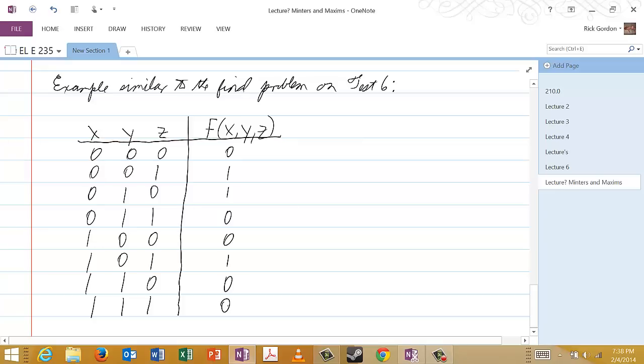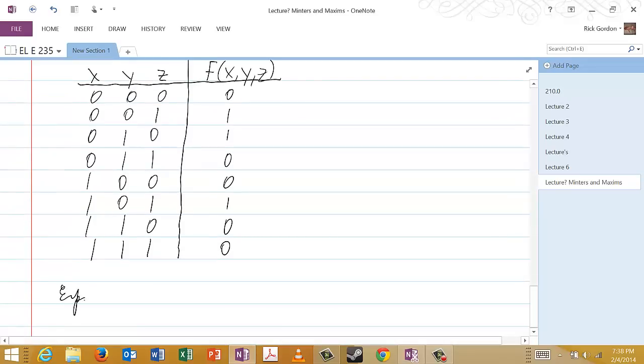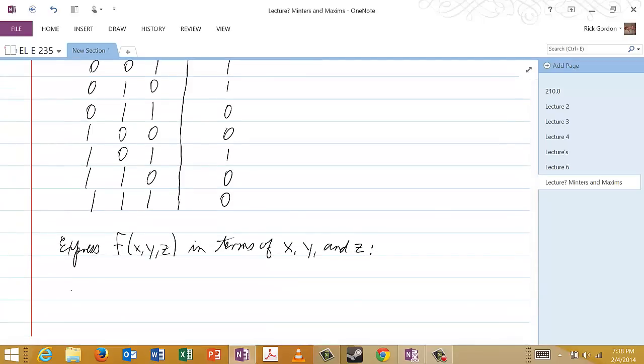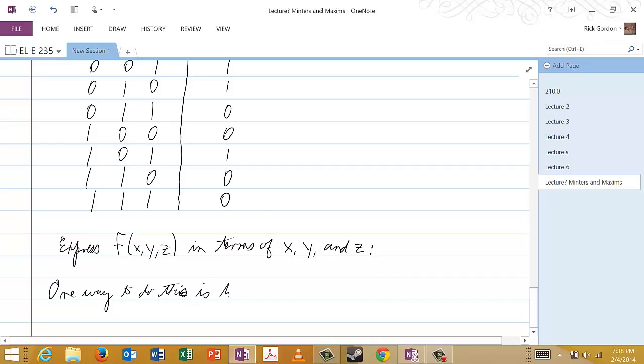And we want to express f of x, y, z in terms of x, y, and z. Okay, that's our goal. Well, I'm going to do something called using the minterm expansion. So one way to do this is to find the minterm expansion for f.